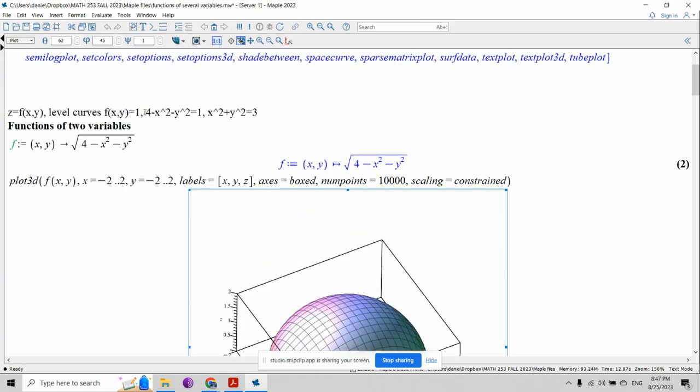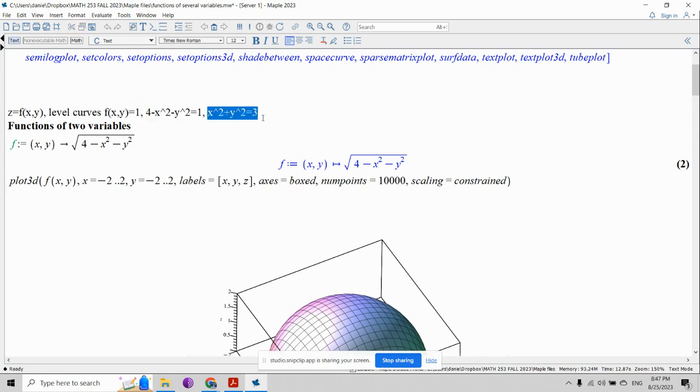As for the level curves, I already wrote here, let's say I want to see the region for which the function is equal to 1. If you do the computation over here, that's going to be a circle of radius square root of 3. So level curves will be in the shape of concentric circles.